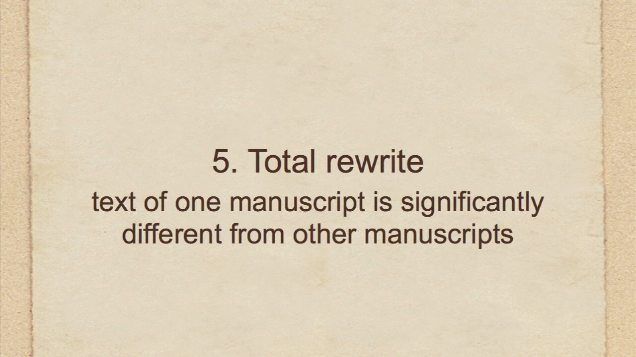Finally, there's what we might call a total rewrite, where the text is so different in one manuscript than what it is in another that we just give up and say we can't classify this by transposition and omission and substitution. It has to be just a total rewriting of the text. And again, it's Codex Bezae at Cambridge that leads the charge in having total rewrites of the text.